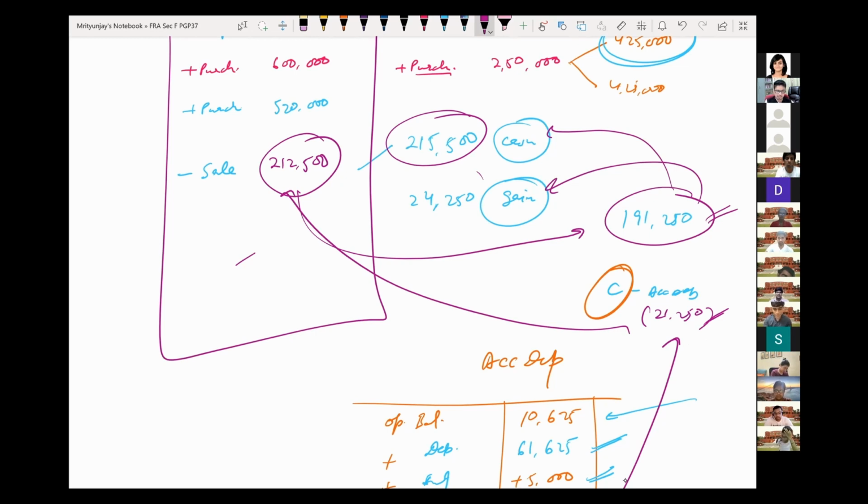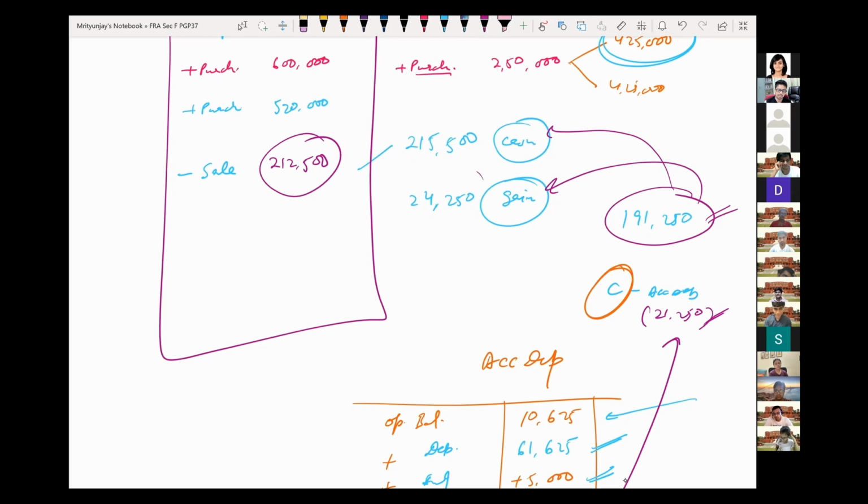If you compare these two numbers directly, then this is not the gain. See, 2,12,500 की चीज को आप 2,15,500 में बेचोगे तो 24,000 थोड़ी ना गेन आता है. The gain is because after you bought it initially, you have used it to have some accumulated depreciation. ठीक है? यहाँ तक समझ आया?